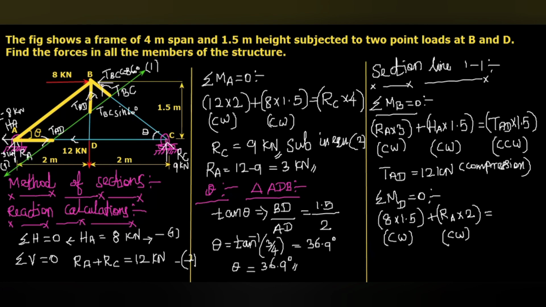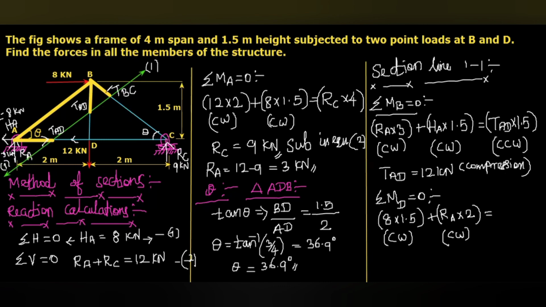Whatever TBC sine 60, that passes through the point D, so that will be eliminated. So only the horizontal component remains. If this TBC cos 60 is acting towards the left side, multiplied with the vertical distance 1.5, then we will get counterclockwise moment. So for point B, it should act inwards to the BC. Do you understand? Here I will just write the data.